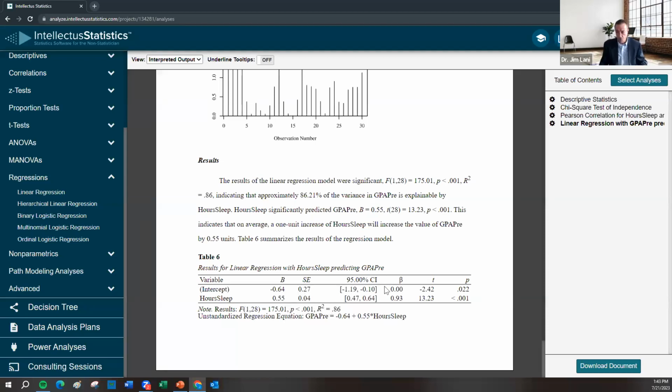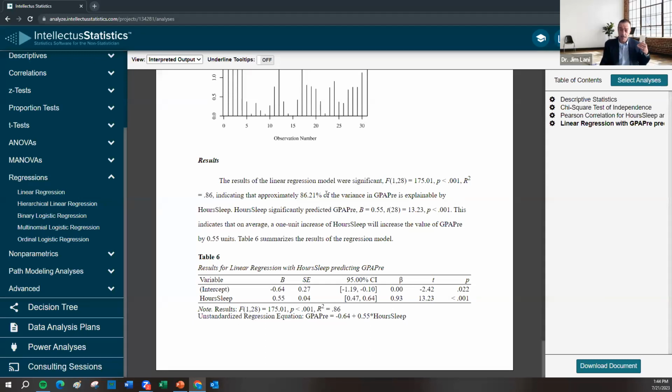Okay. We have a sweet APA 7 table with helpful scrollovers. And what's happened here is that we can see that the linear regression was significant. This is how to report that F value, the p value, and the R square value. Now we're interpreting what that R square value means. What that R square value means is, out of all of the reasons why GPA pre varies, 86.21% of those reasons can be accounted for by sleep in this mock data set.